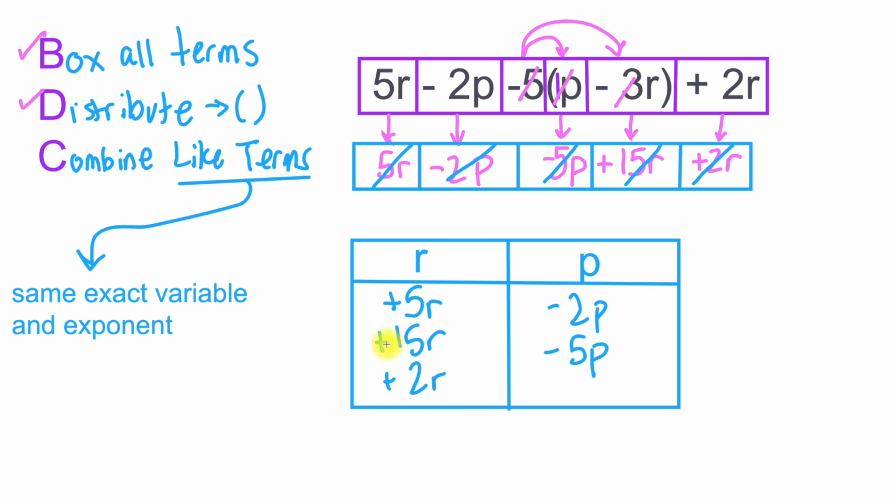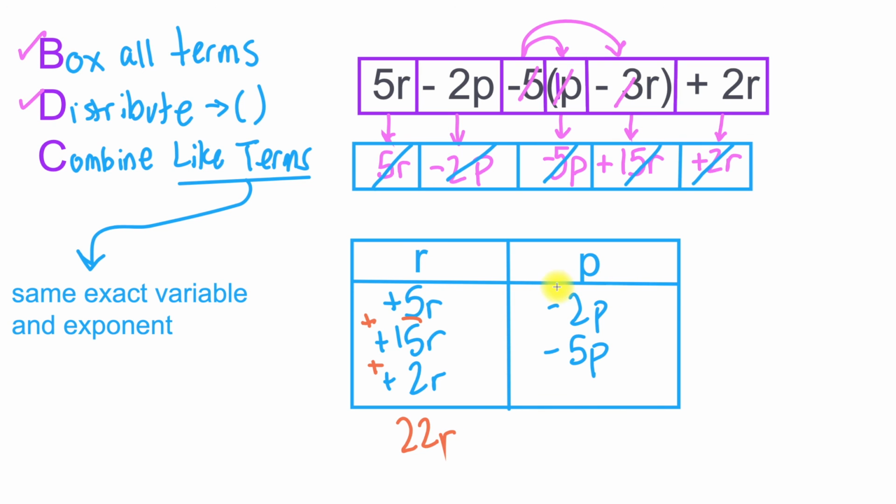And now what we'll have to do is combine each of the terms in our column. So what we're going to do is literally just add all of these terms in each column. So in the r column, we'll add all these coefficients together. So we're going to add positive 5 plus positive 15 plus positive 2. And when we get that, well, 5 and 15 is 20, and 20 plus 2 is 22. So this is going to be an answer of 22r.